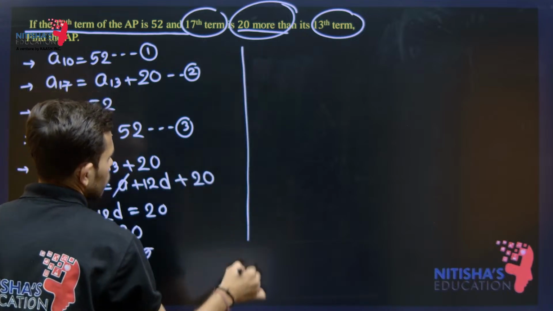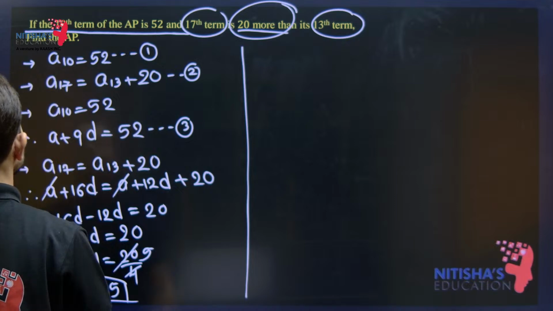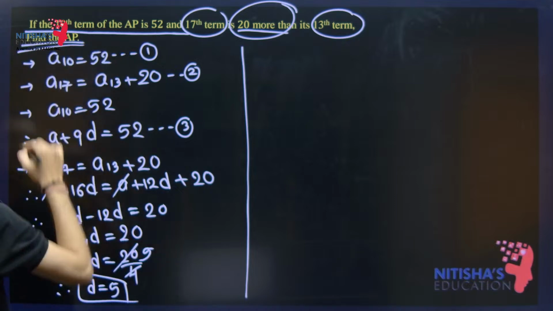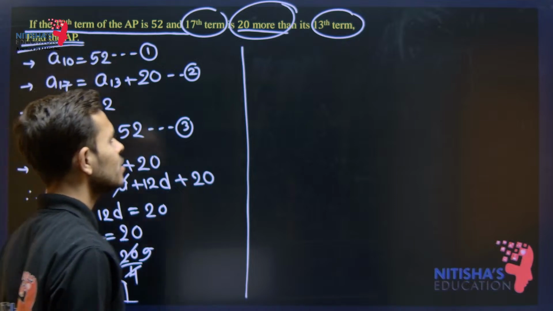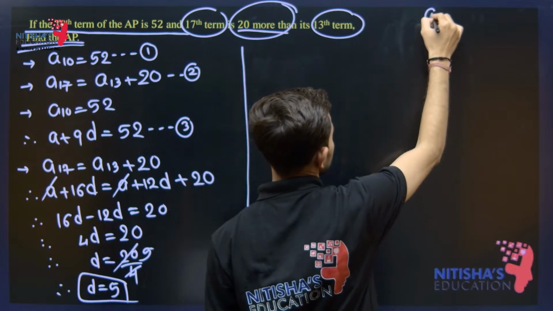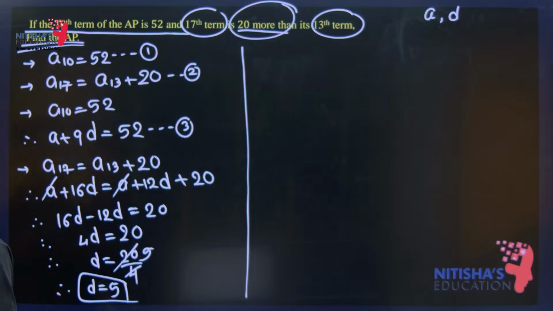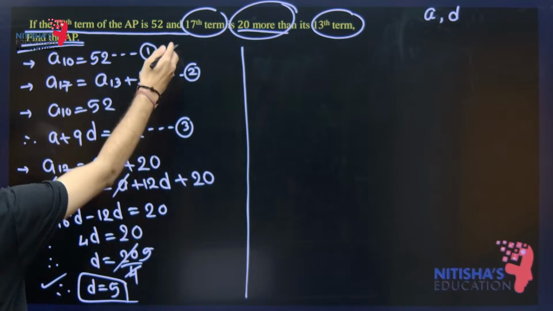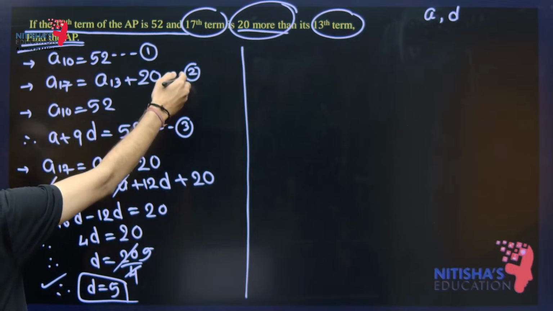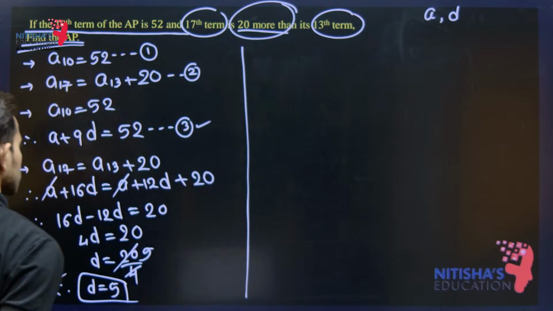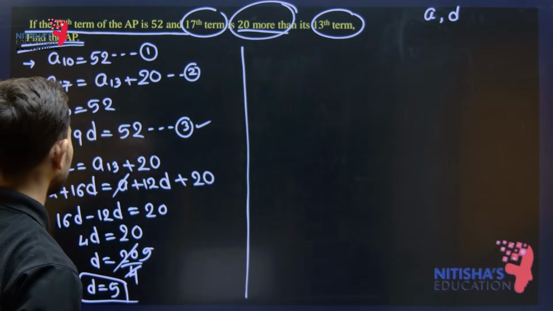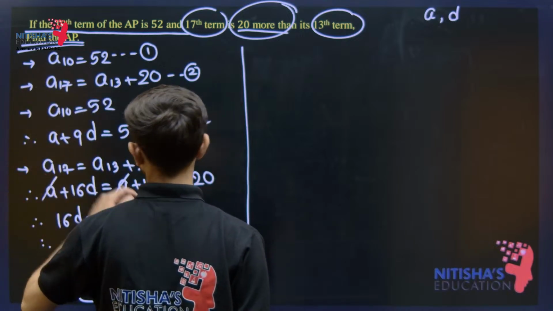Now what do we need to find? We need to find the AP. For the AP we need two things. The first one is A and the second one is D, right? So D we got. Now what about A? Just place the value of D in equation number 3 and you will get the value of A.